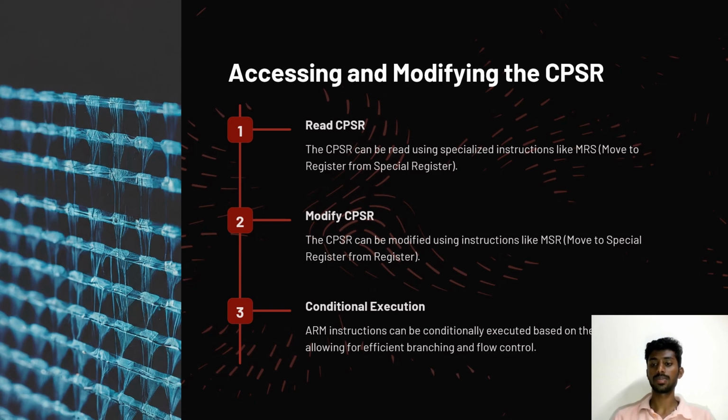Accessing and modifying the CPSR. The very first step to access and modify the CPSR is to read it. That is, the CPSR can be read using specialized instructions like MRS, that is, move to register from special register. And the second step is to modify it. That is, this CPSR can be modified using instructions like MSR, that is, move to special register from a register. And at the last step, we're having conditional execution, which means ARM instructions can be conditionally executed based on the CPSR flags, thereby allowing them for efficient branching and flow control.